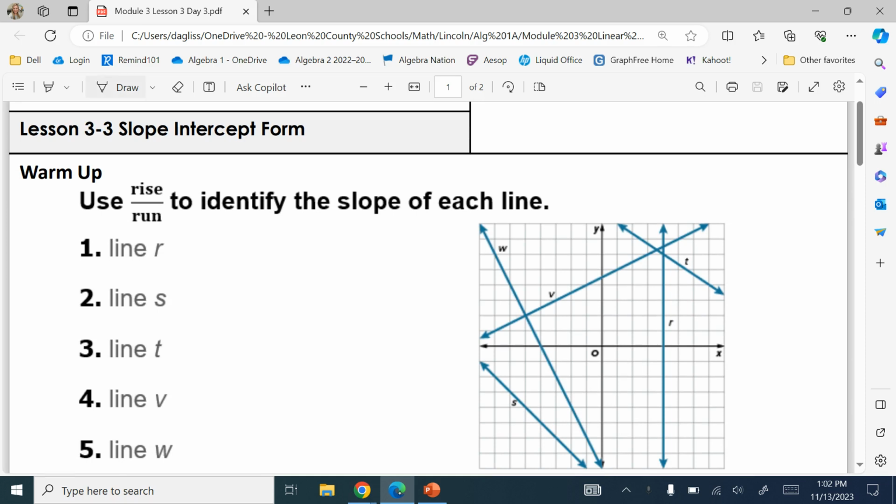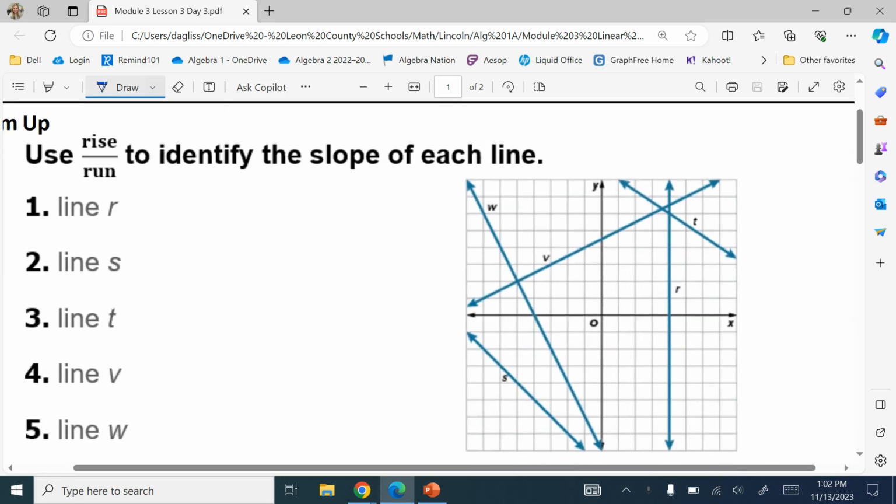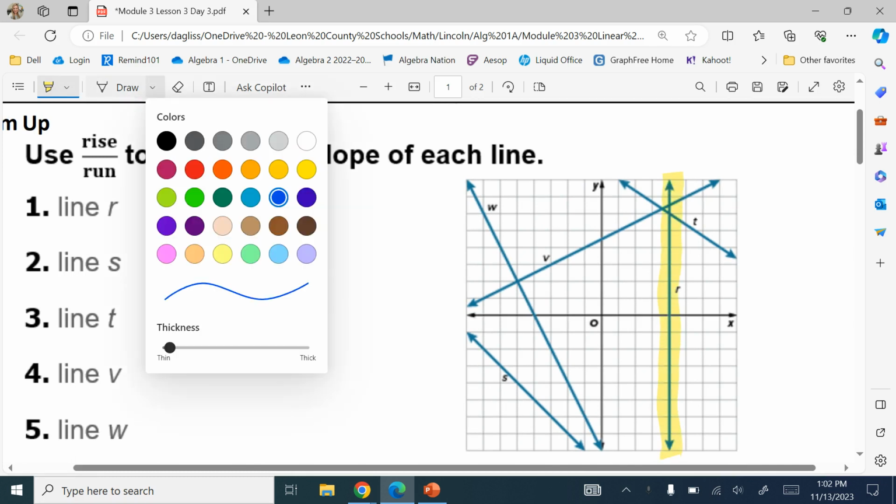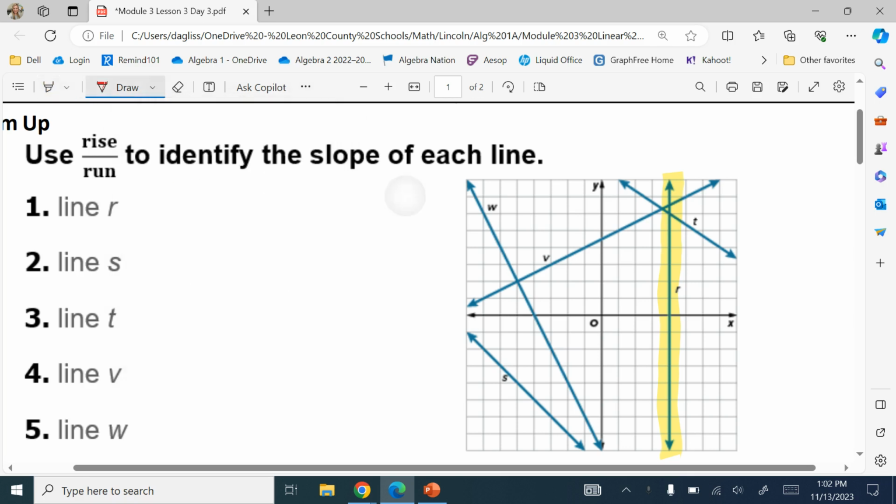Okay, so looking at our first one, it says line R. I'm going to highlight them as we see them so you can see a little bit better. So here is line R. Is that one of my special ones, right? Is it Hoy or is it Vux? It's Vux, because it's vertical, which is undefined. So that's where he got undefined from. So line R is going to be undefined.